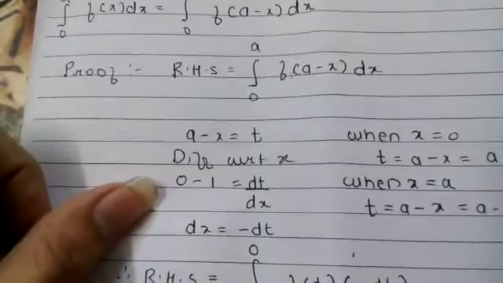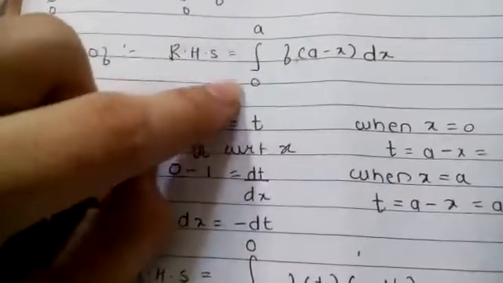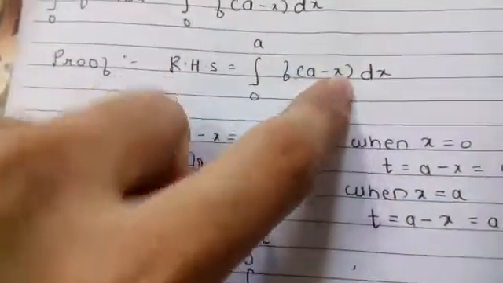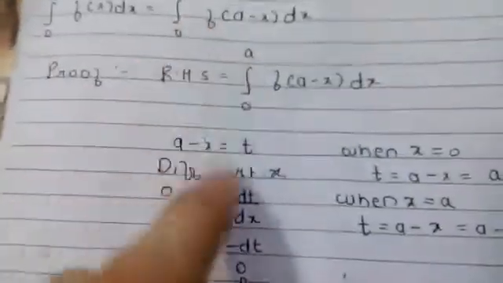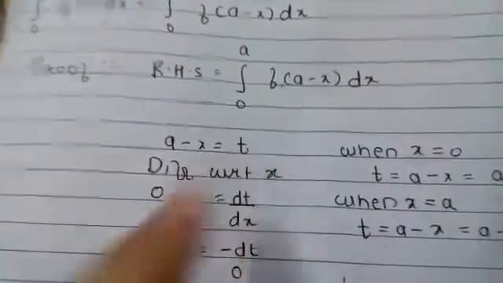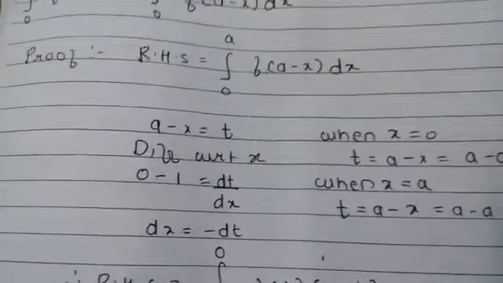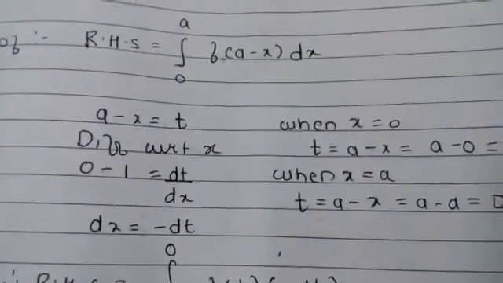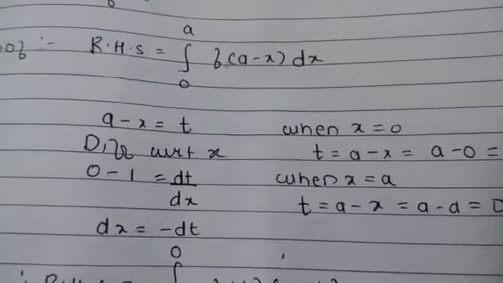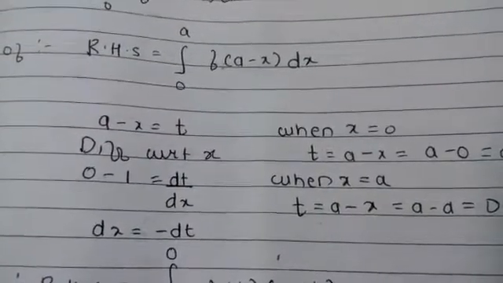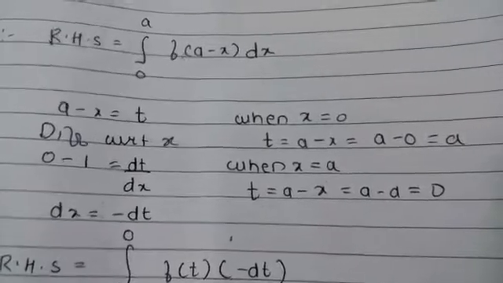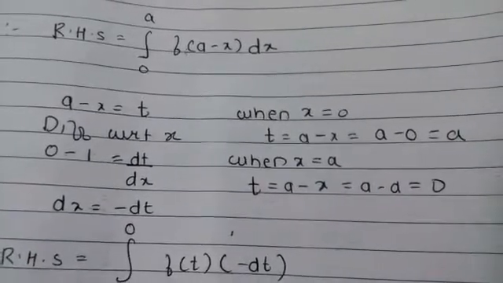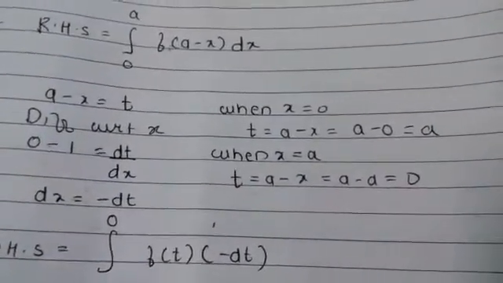Now the limit that you are seeing over here, that is 0 and a, is for the value of x only. So when you have x as a variable, the limit has to be 0 and a, but here we are trying to convert the variable x into variable t, so you have to convert the limit also in terms of t. So when the lower limit of x is equal to 0, what will be the value of t? We can say that t is equal to a minus 0, so the value of t will be a.